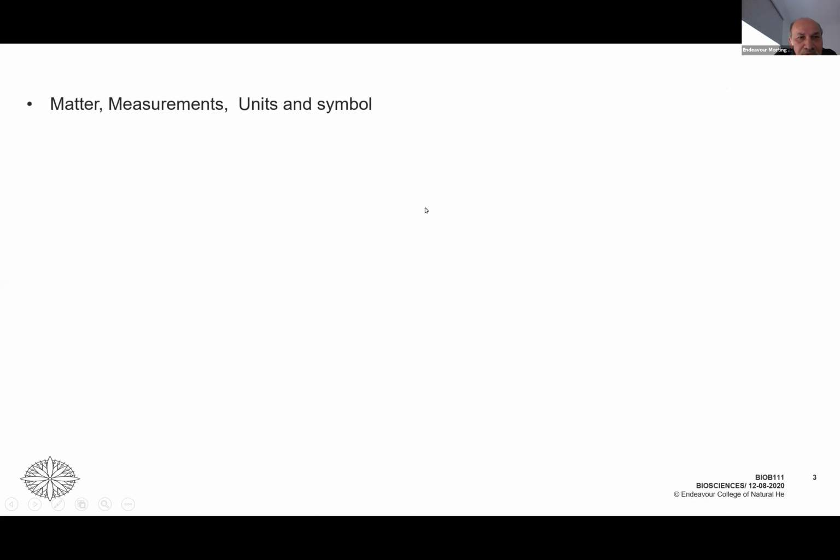So let's start with the matter. So how do you define matter? Anyone has any idea? Yeah. Matter is anything which has mass and volume, right? Matter, anything that has mass and volume. Volume is due to the space that it occupies.